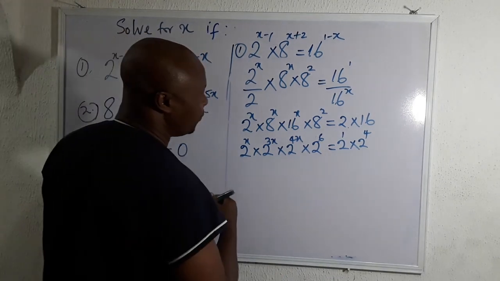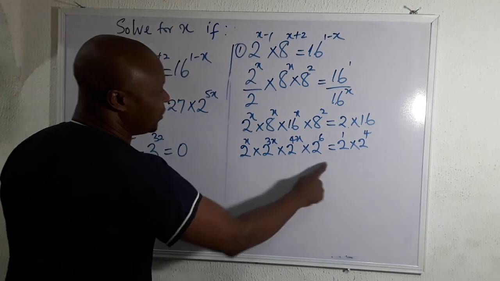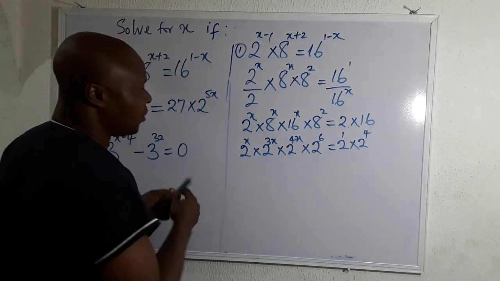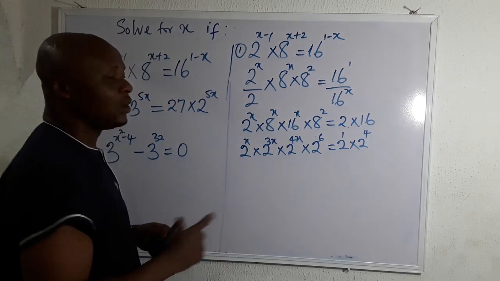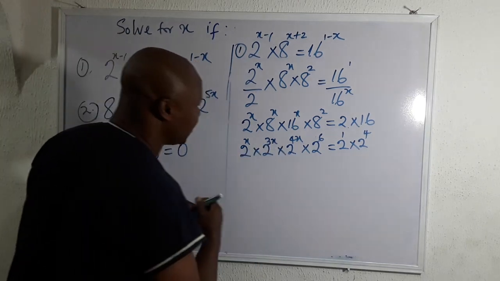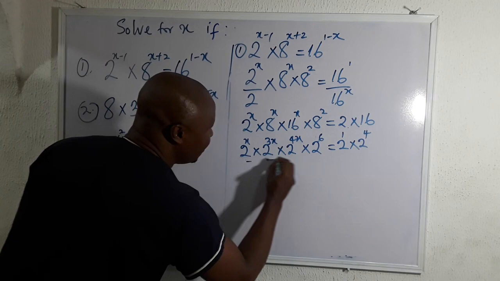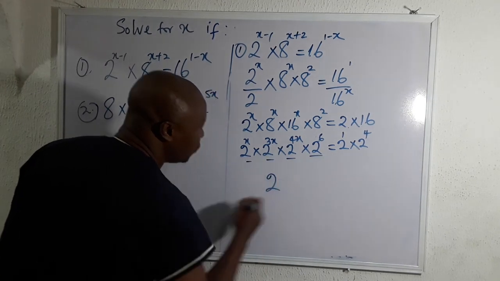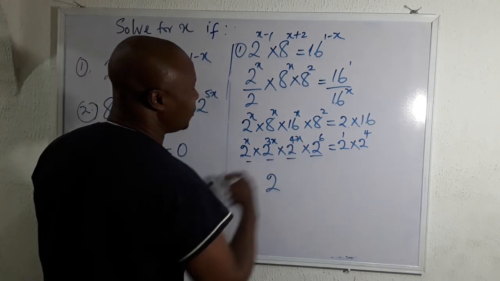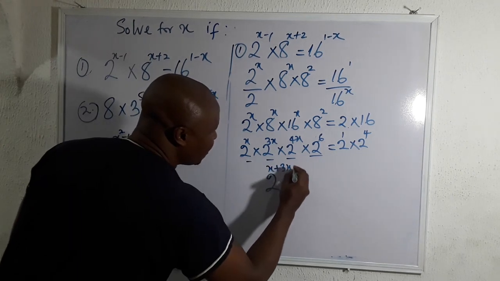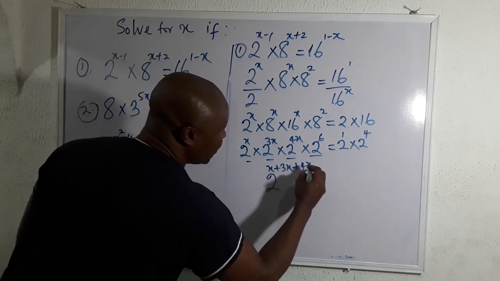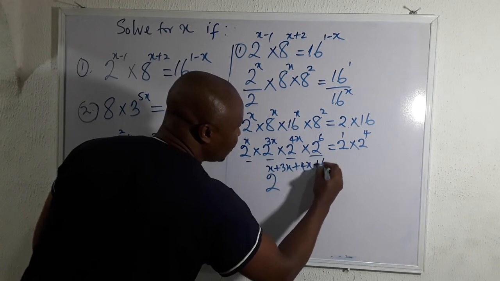Now we apply one of the laws of indices that says whenever the same bases are multiplying each other, we simply take one base and add the powers. So the bases are the same, so we take 2. What we do to the powers is to add the powers. So this will be x plus 3x plus 4x plus 6.